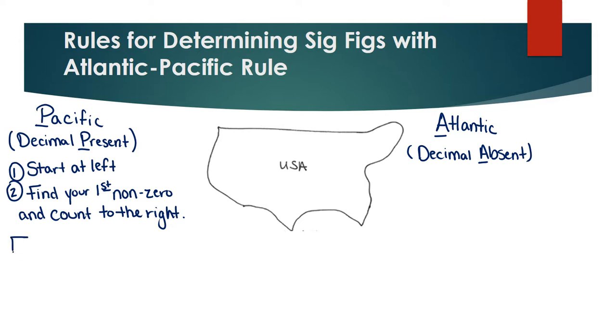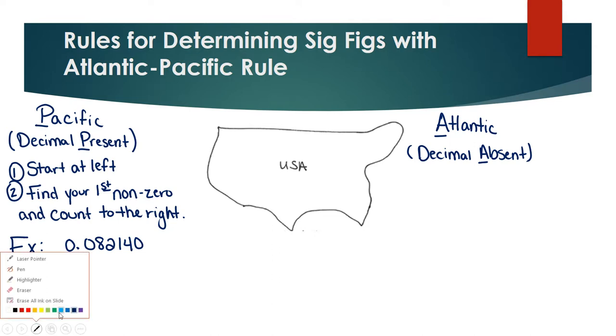So I have an example. We have 0.08214. Let's say I want to know how many significant figures are in this value. What we need to do is first see that it has a decimal present in the number, and so you start at the left. I'm going to start over here. As you make your way from left to right, we're going to start counting at our first non-zero.